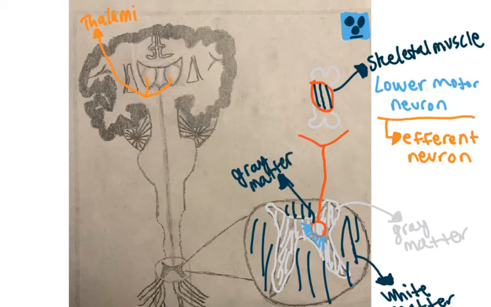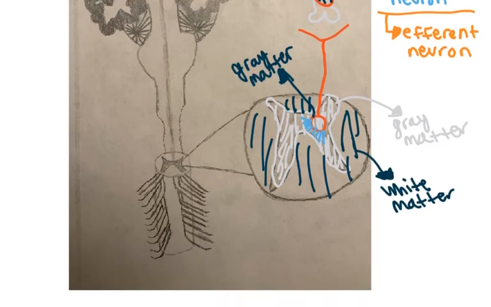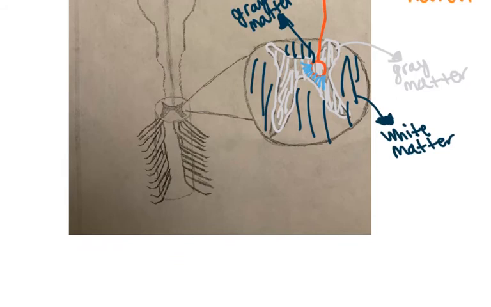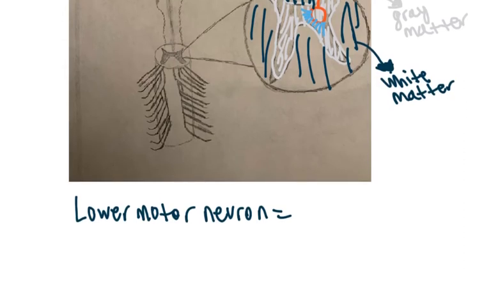And another thing, maybe it's not shown that well in this picture, but we should know is that lower motor neurons, a type of efferent neuron, will leave from the anterior part of the gray matter of the spinal cord. Okay, so let's go and write that down. So efferent neurons, or in this case our lower motor neuron, will leave from the anterior gray horn of the spinal cord.